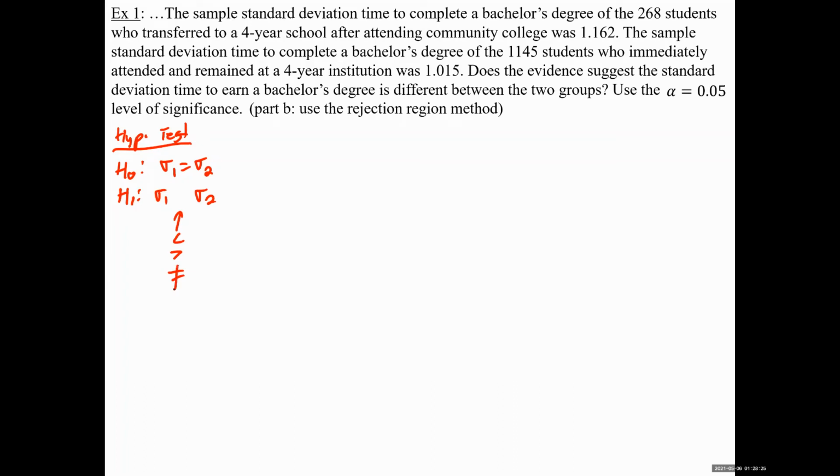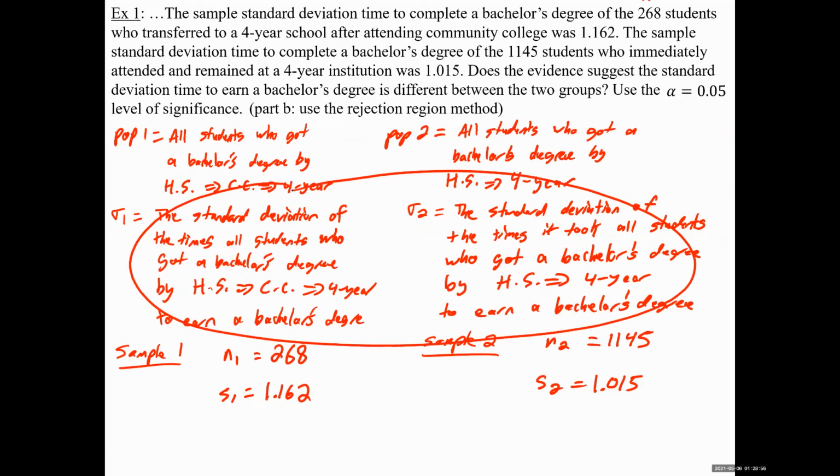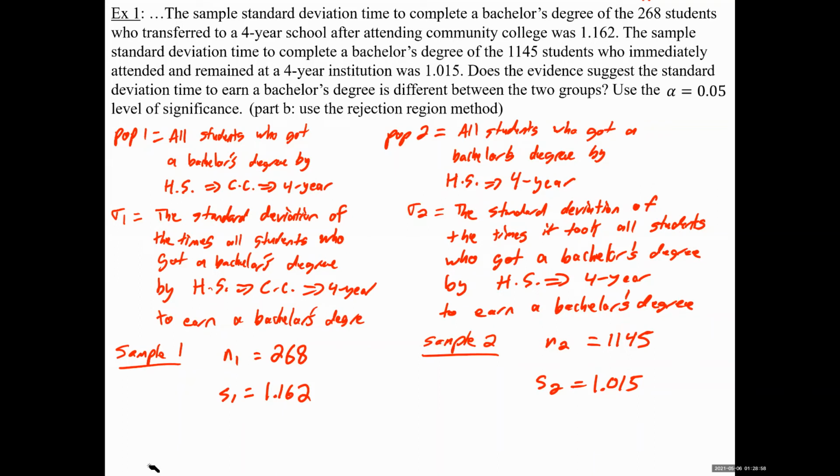Not equal to? Yeah, not equal to is right. Because the question is, does the evidence suggest the standard deviation time to earn a bachelor's degree is different between the two groups? It doesn't say that they think one is bigger or smaller. It doesn't say more consistent or varies more or less or whatever. It just says different, so not equal to. Now, normally after you write down H0 and H1, if you use any symbols, I would ask you to write down what they stand for in words. But I had you do that back over here. Here's what sigma 1 and sigma 2 stand for in words. So because of that, we're done with the hypothesis test part.